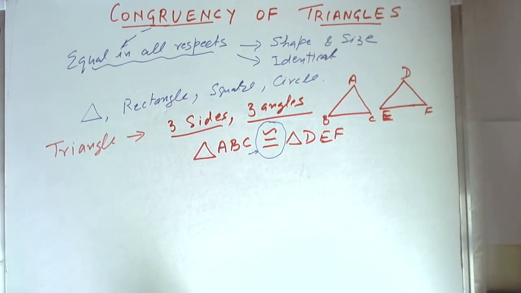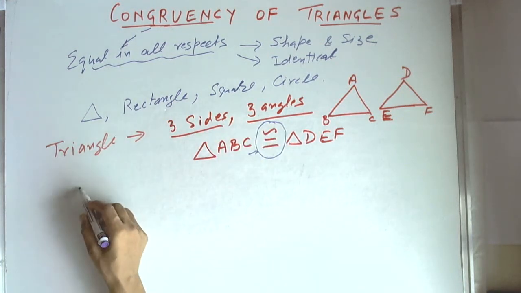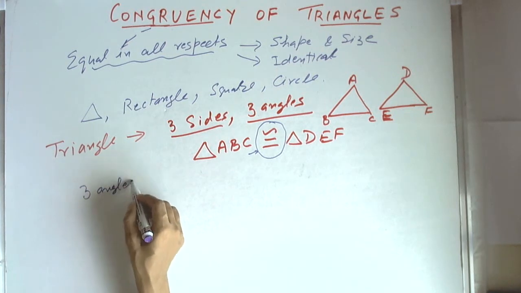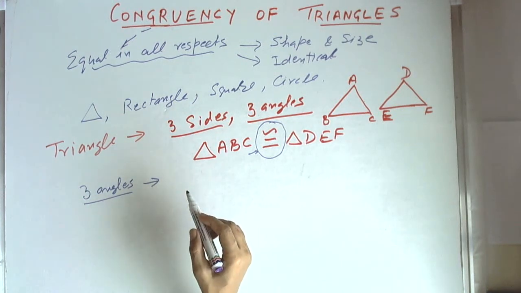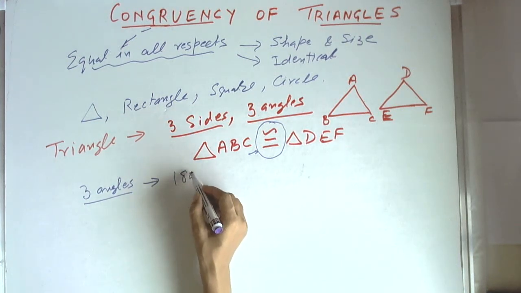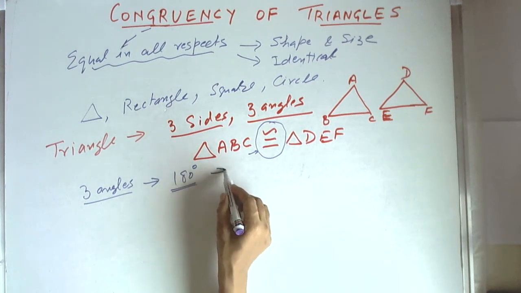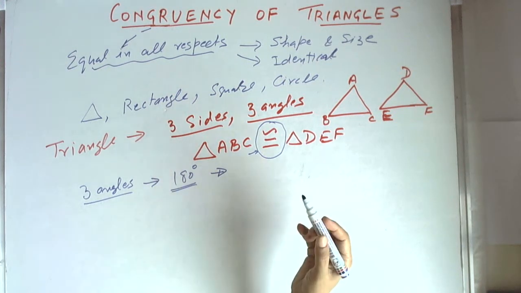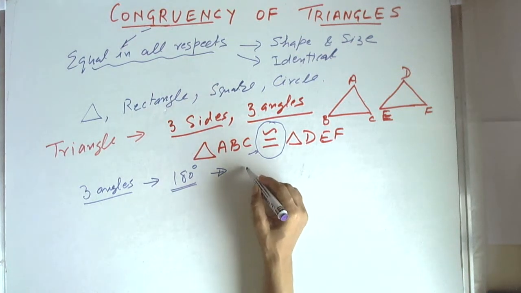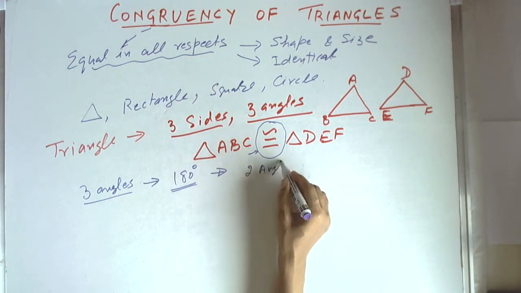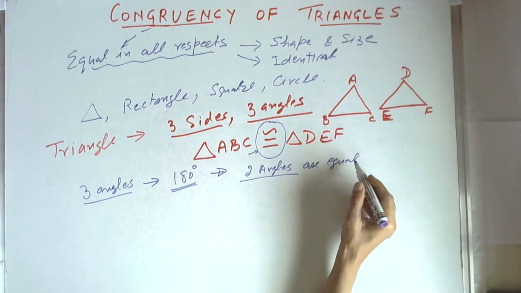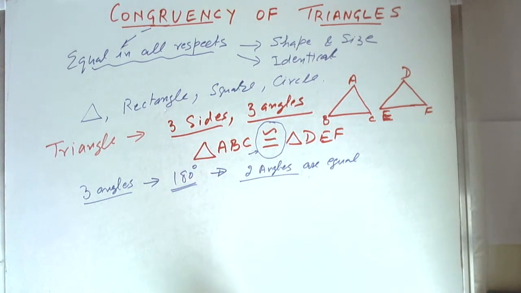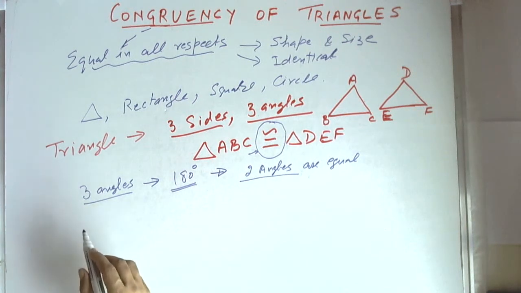But in addition to that, when we say three angles, as we know, the sum of three angles of a triangle is 180 degrees. So if two angles are equal, the third angle will obviously be equal. So it is sufficient to say two angles are equal because the third angle will automatically be equal.